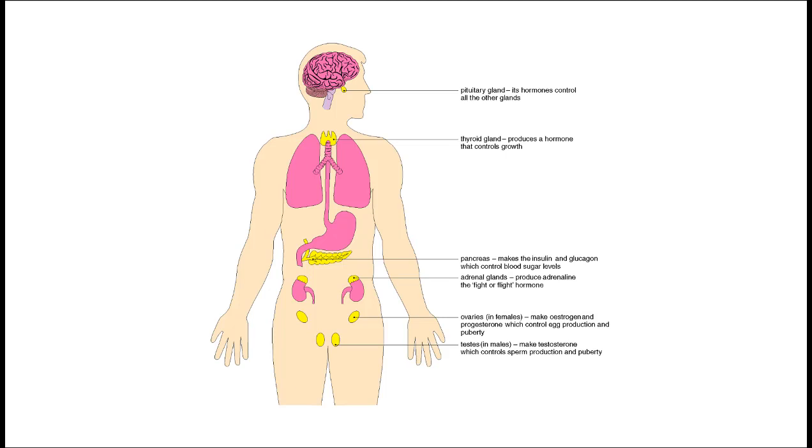This diagram then just shows some of the main glands in the body. We have got the pituitary gland, we've got the thyroid gland in your neck, we've got the pancreas, which produces insulin and glucagon and that controls blood sugar levels. We've got the adrenal glands above the kidneys, which produces adrenaline, and it's known as the fight or flight hormone. If you're a female, you've got ovaries, but if you're male, you've got testes, which produce estrogen and progesterone in the ovaries and testosterone in the testes.